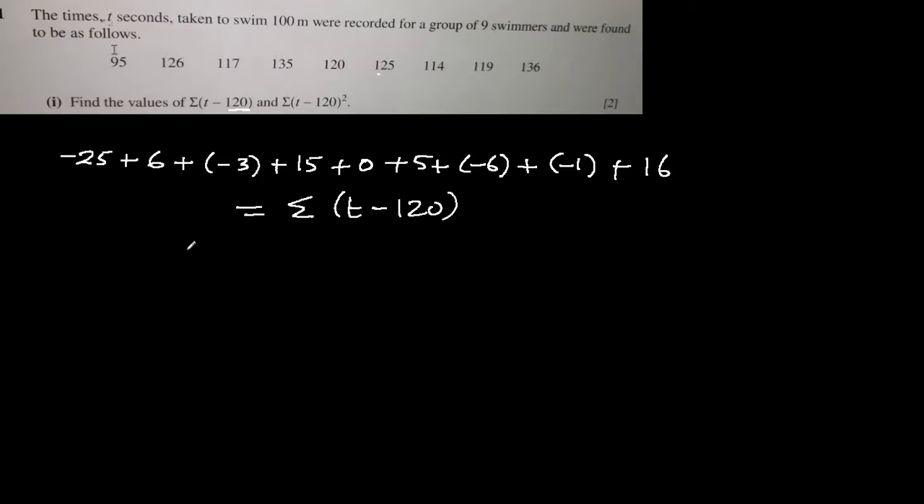120 minus 120 will be 0. 125 minus 120 will be 5. 114 minus 120 will be minus 6. 119 minus 120 is minus 1. And 136 minus 120 will be 16. And this is equal to sigma (t − 120).